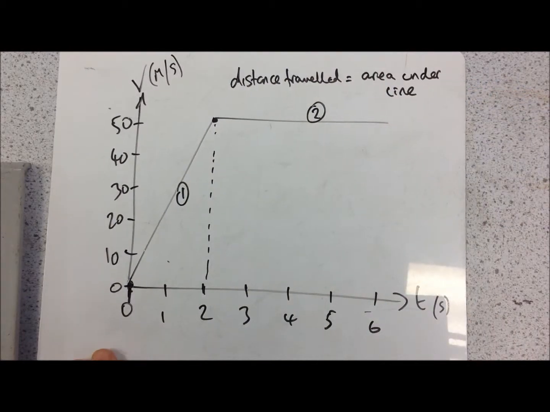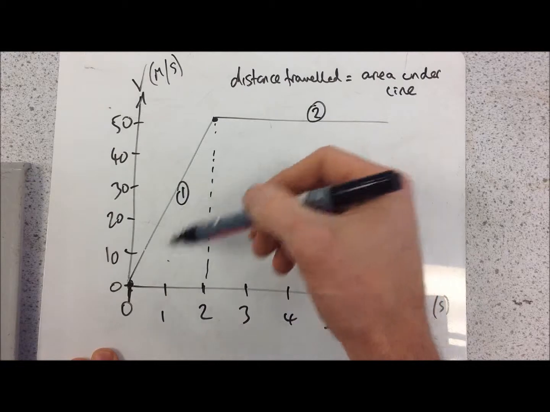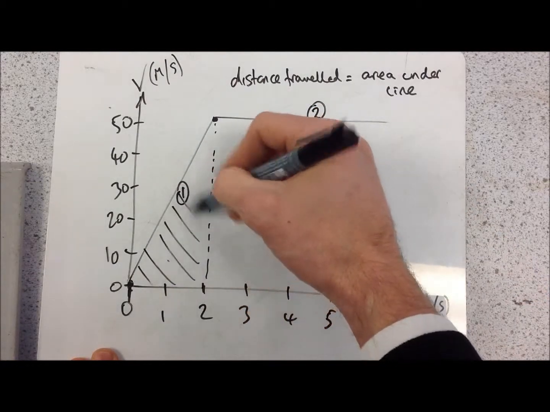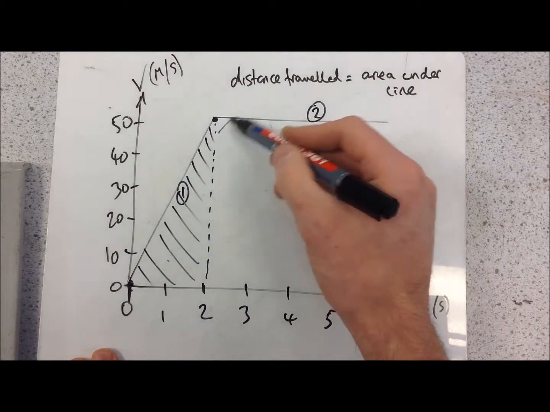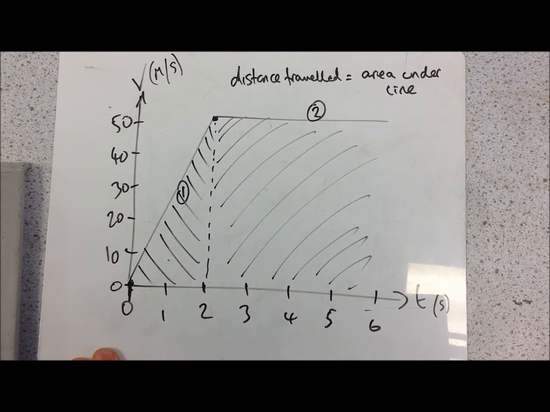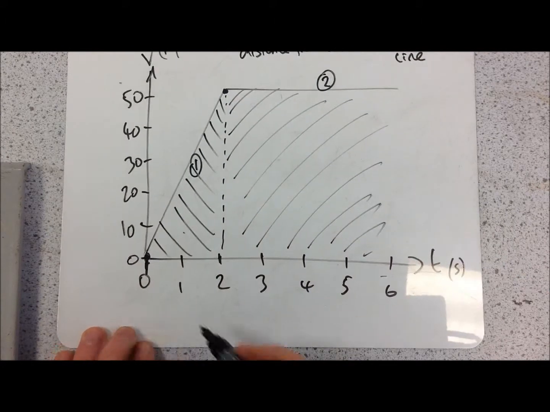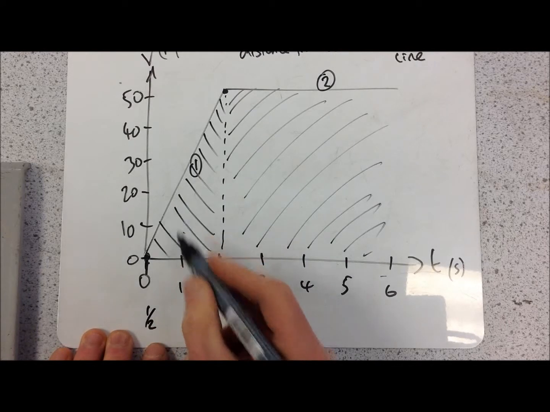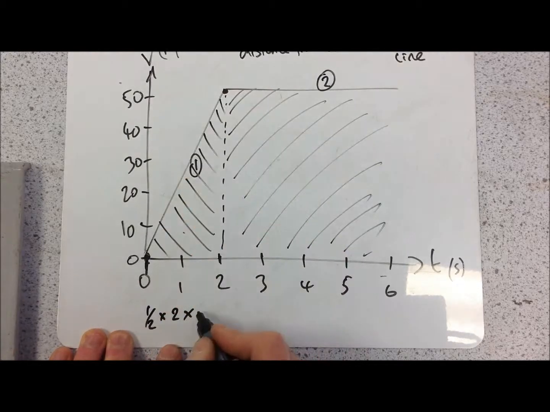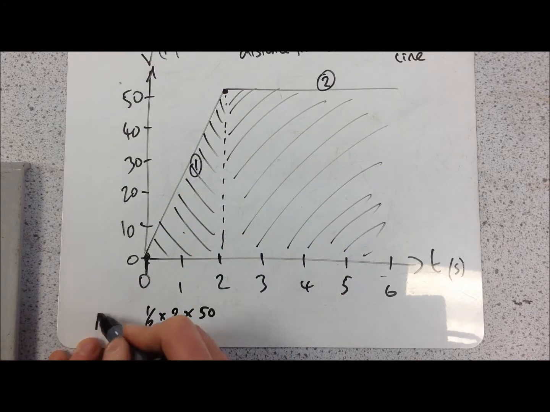Okay? So if I want to find the distance travelled, I've got the area underneath section 1, the area underneath section 2. This is a triangle, so I have to calculate that area, then I have to calculate that area, and I add them together. Okay, so section 1 is going to be half times base times height, which is a half times 2 times 50. So the area equals, that's a half times 2, which is 1, times 50, which is 50 meters.